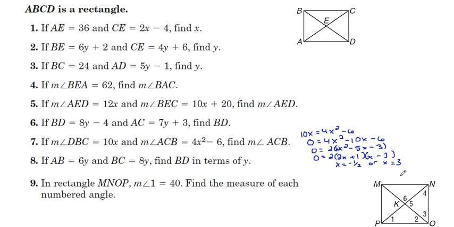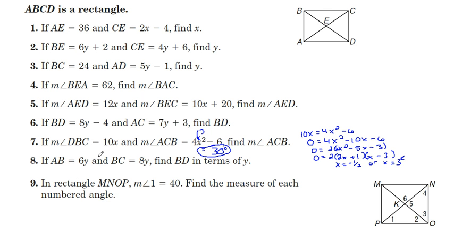Now, -1/2 isn't going to work because 10 times -1/2 is -5. I can't have a negative angle measurement. Our x we're going to use then is 3. Okay, and we need to find ACB. So I'm going to put a 3 in here. 3 squared is 9. 4 times 9 is 36. 36 minus 6 is 30. The measure of angle ACB is 30 degrees.